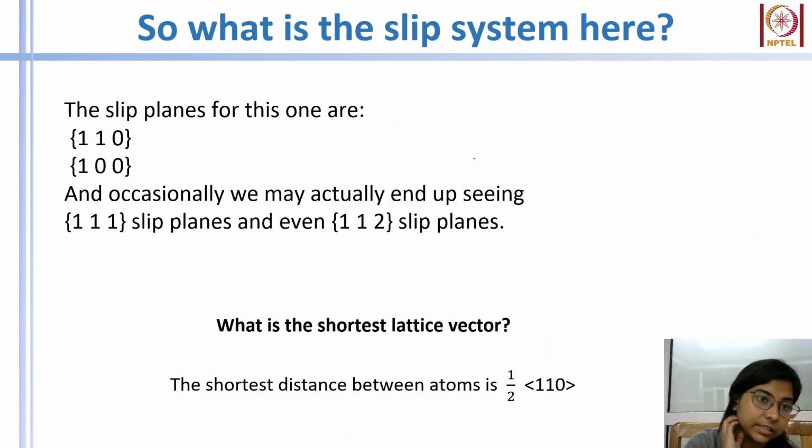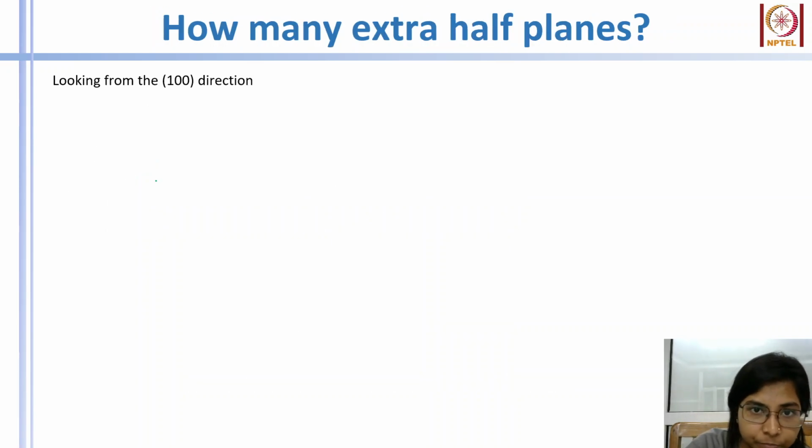Then the slip planes for this one will be 100, 110, and occasionally we may actually end up seeing the 111 slip planes and even the 112 slip planes, but they are very rare. Then if we are talking about the dislocations in this interpenetrated system of NaCl, how many extra half planes will be there? This is the question now: how many extra half planes are there, whether it is charged or uncharged. We will look into them.